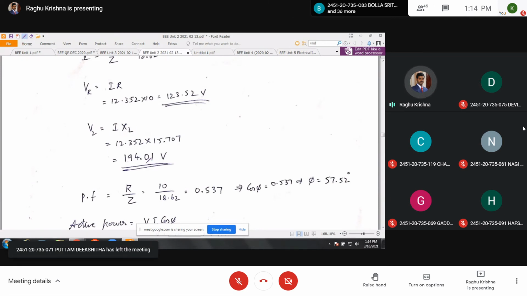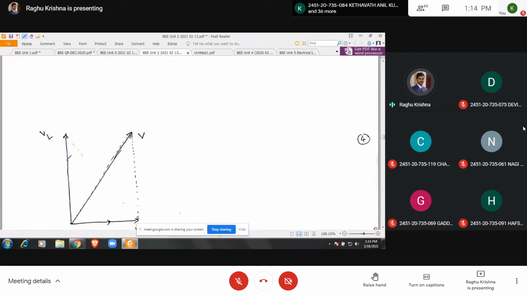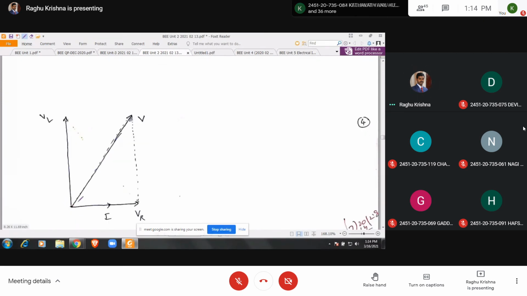So if you put jXL, it indicates the angle is 90 degrees. So here VL equals I into jXL. Here j means 1 at an angle of 90 degrees. You can take VL directly and draw it like this. What is VL equal to? j into I into XL. So j means 1 at an angle of 90 degrees. That's why here we are going to draw this VL.